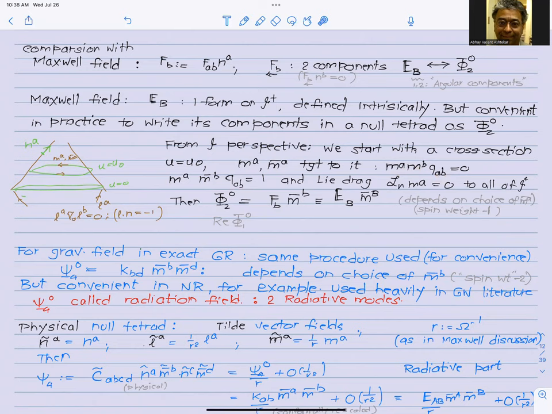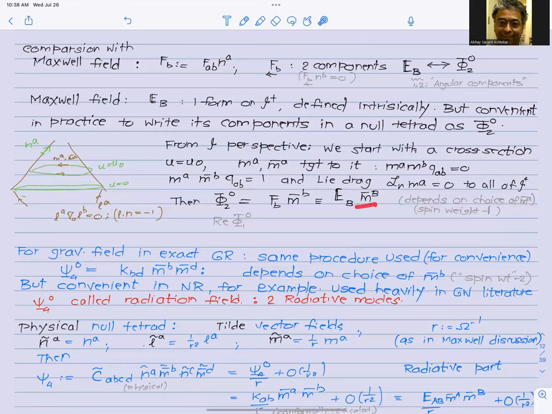And then we can Lie drag them along Scri, and then I can get a null tetrad all over Scri. This phi 2 naught is just the component of F, which is really the pullback, which is this quantity up here, along m bar. Or that is the same as the component of E_B. Capital B means it only has theta phi components. But of course, this depends on the choice of m that I choose up here.